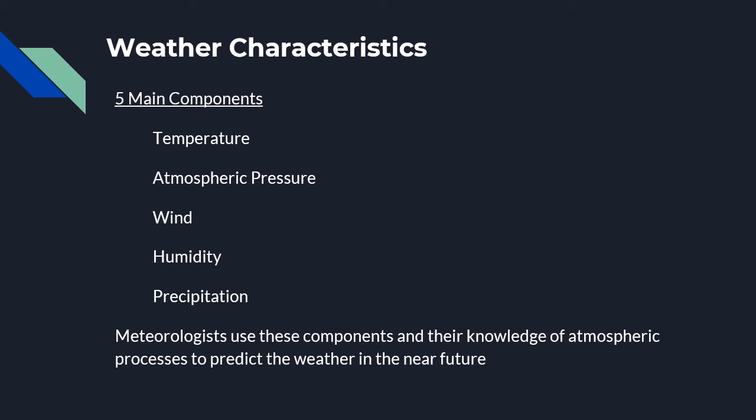And then of course precipitation. Is it raining, snowing, how much snow, how much rain, stuff along those lines. And meteorologists use these characteristics and their knowledge of processes to predict the weather, at least in the short term.